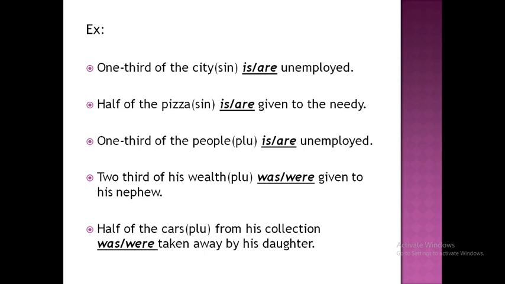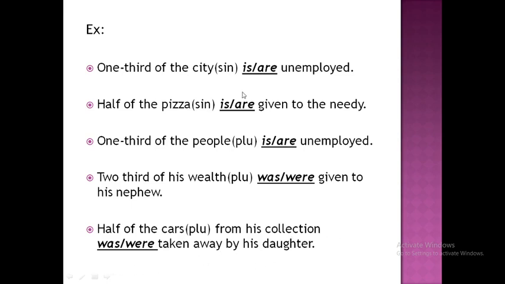So here rule number 16 is in front of you, if I'm not wrong. Before going through rule number 16, please have a look at these five different sentences. The first one is: 1/3 of the city is unemployed. Half of the pizza is given to the needy. 1/3 of the people are unemployed. 2/3 of his wealth were given to his nephew, and half of the cars from his collection were taken away by his daughter.